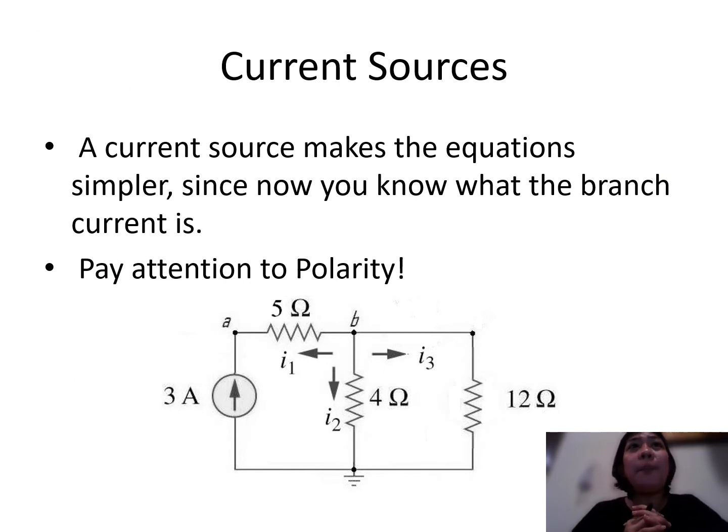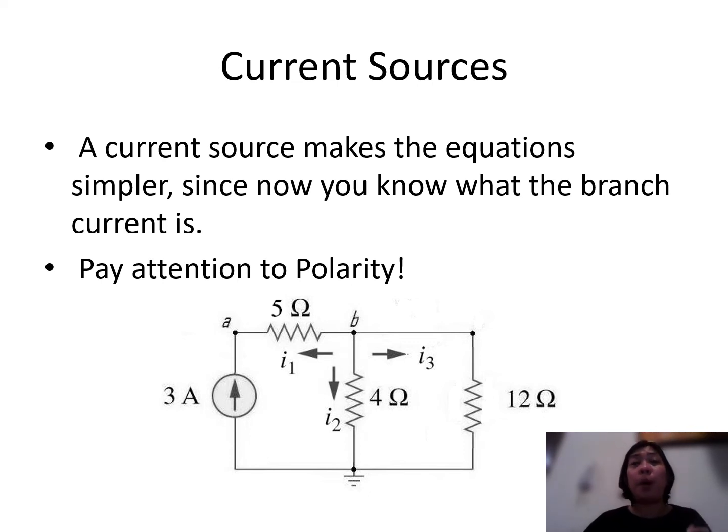Okay, so what happens now if we have current sources? From our previous examples, all we have are voltage sources. So what happens to nodal analysis if we have current sources? Actually, a current source makes the equation simpler. It will make your computations easier since now you know what the branch current is. But always remember to pay attention to polarity. Okay, so what do we have here now?